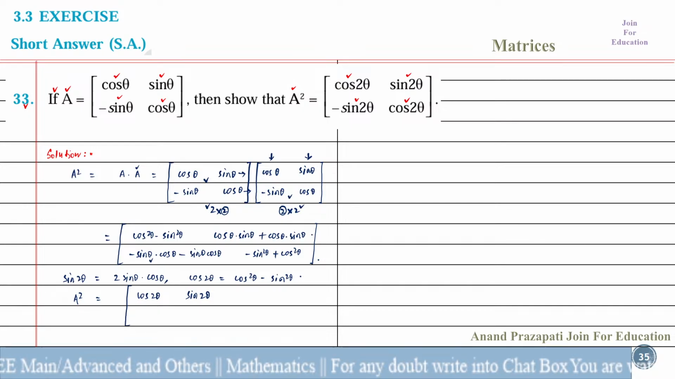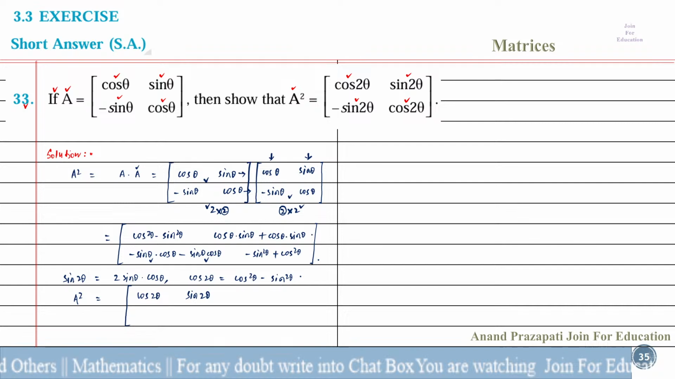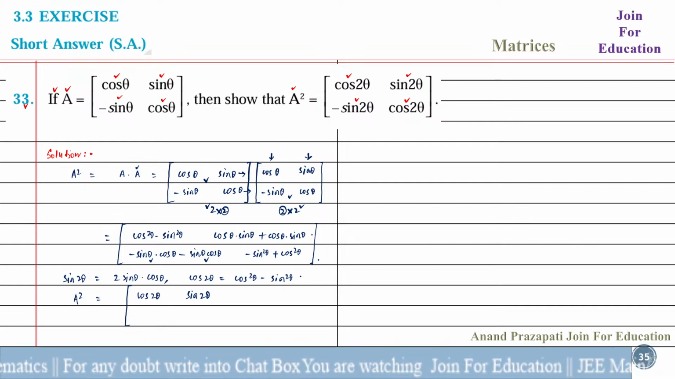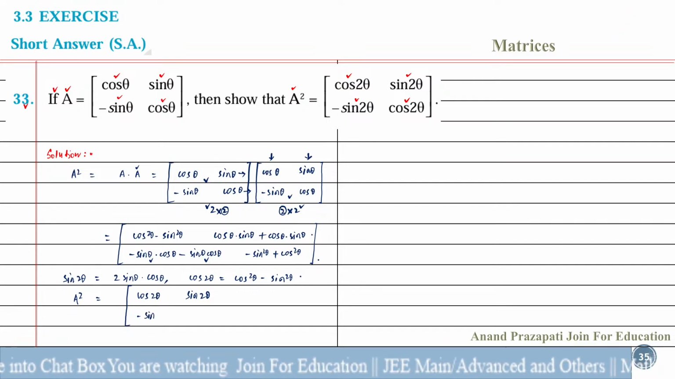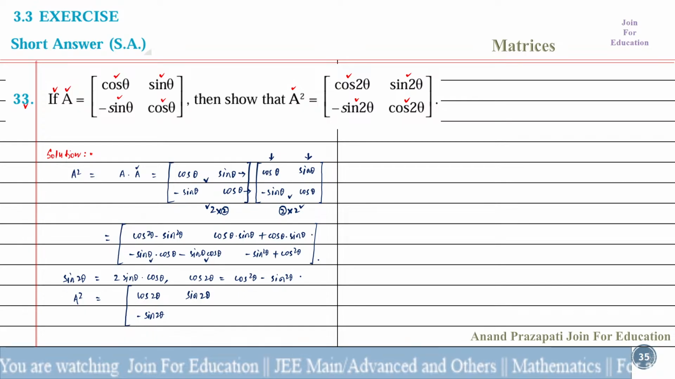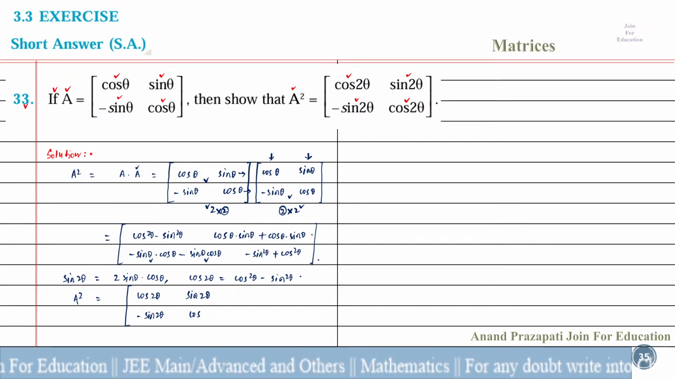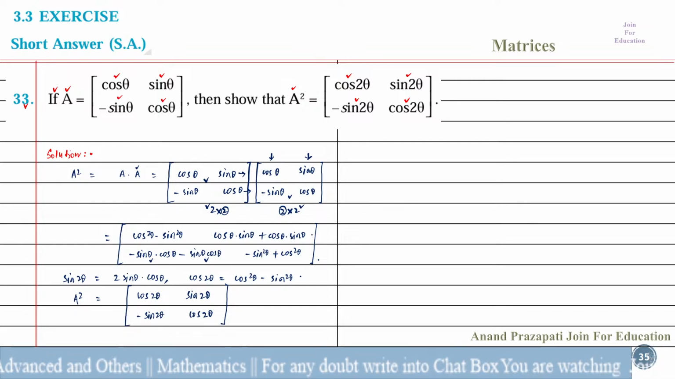Similarly this one we take minus common, then we get minus 2 sin theta cos theta, therefore here will be minus sin 2 theta, and here also cos square theta minus sin square theta equal to cos 2 theta, which is proved.